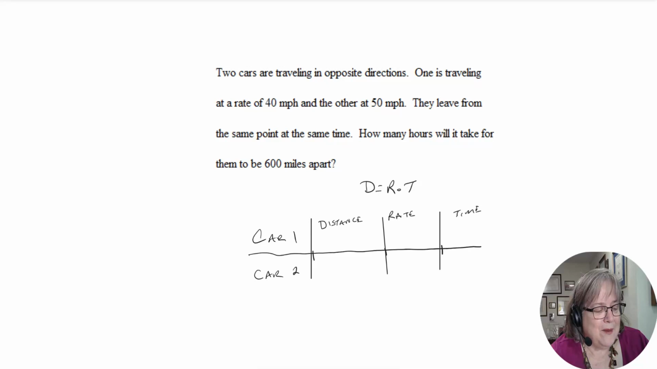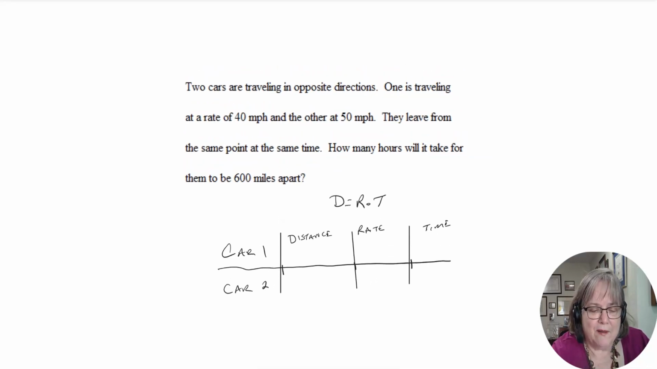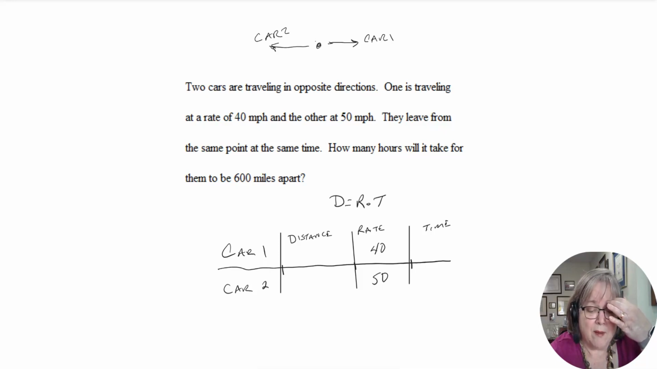So let's see what it is that we know. All right. 2 cars are traveling in opposite directions, and they leave at the same spot. So let's say car 1 goes this way, car 2 goes this way. One is traveling at the rate of 40 miles per hour. All right, so let's just say this one's 40, because it doesn't really specify which one's which, and this one's 50. All right. They leave from the same point at the same time. How many hours will it take for them to be 600 miles apart?